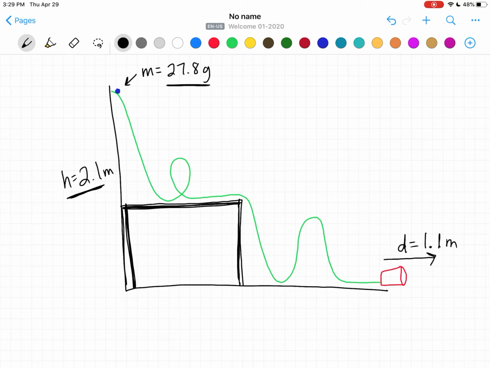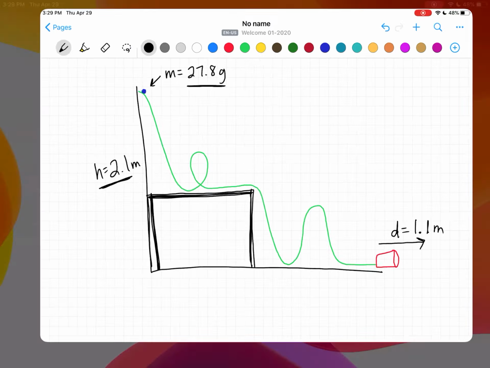Okay, so I'm going to show you how to set that up, and then you can just do it on a piece of paper and submit it to me either by a picture onto Schoology, or you can just give it to me in class. Okay, so let's go over the calculations here.